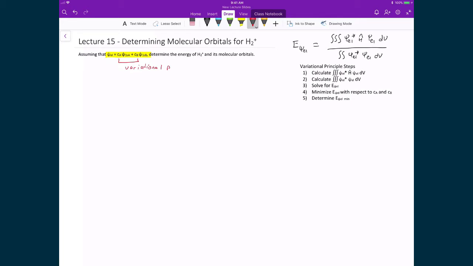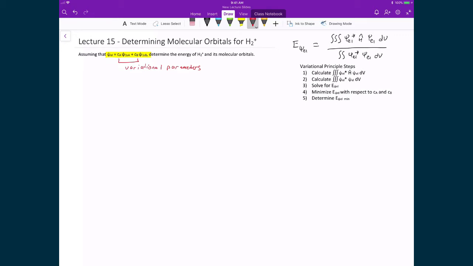And so these are the things that we're going to be minimizing over as we go through this process of trying to solve for the bonding and antibonding orbitals for this case, or as we look to find what our wave function solutions are for this problem.